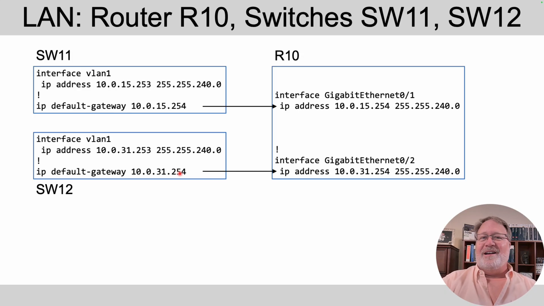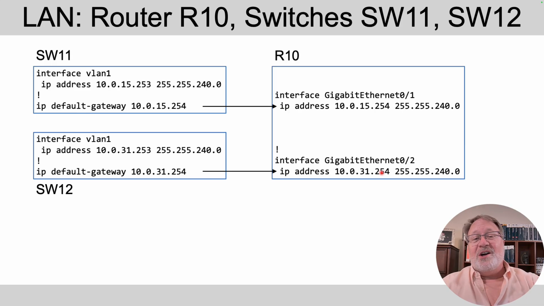Then for the IP address on the switches themselves, I told you, hey, the management VLAN is VLAN 1. It's the only VLAN. We want to configure the IP address under interface VLAN 1. So there's the interface VLAN 1 command, followed by the IP address command with the switch's IP address ending in 253, 10.0.15.253. That's the second highest address. And then similarly, 10.0.31.253, one address lower than the router's address.